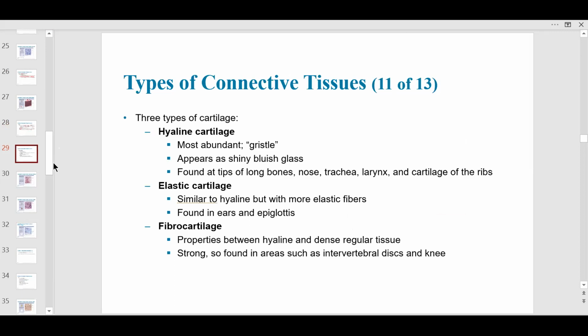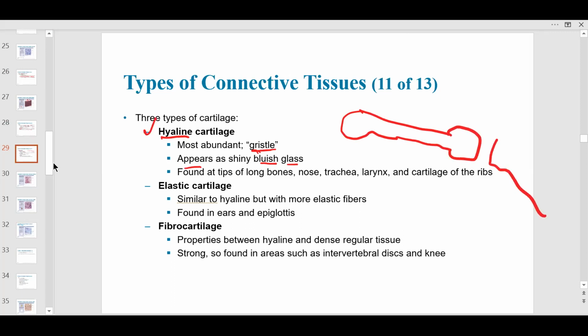Three types of cartilages. Get it right. Hyaline. Spell it right. Most abundant, the gristle connective tissue, I guess. I guess in steak. I think that's more fascia, but that's okay. It appears shiny, bluish, because like this is the femur head, right? Femur head. And this is the other femur head, and this is the tibia down here. So the femur proximally, epiphysis, and the tibia distally form the knee joint.